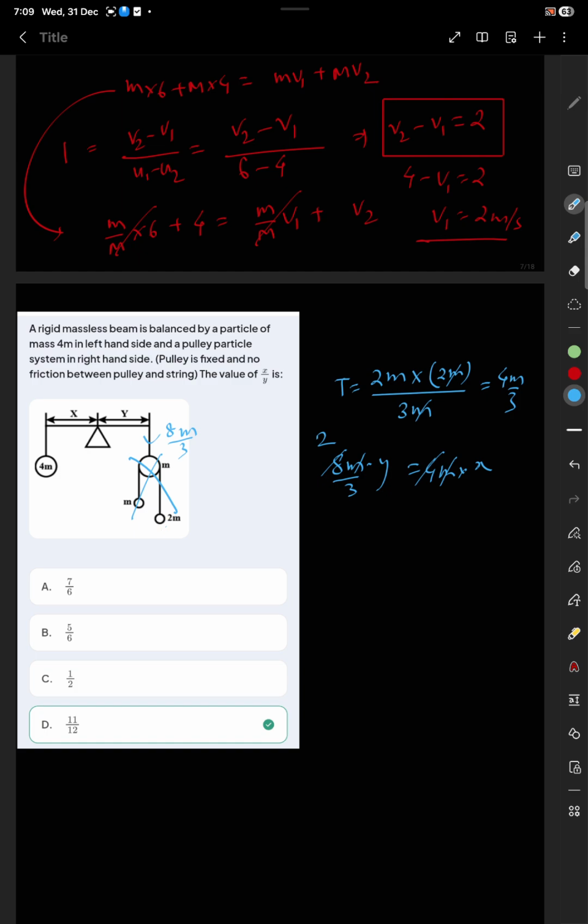This is 2m, this is m, so 2 m1 m2 g by m1 plus m2. Okay, the pulley is also having mass. In this question, the pulley is also having mass. I had not noticed that one.